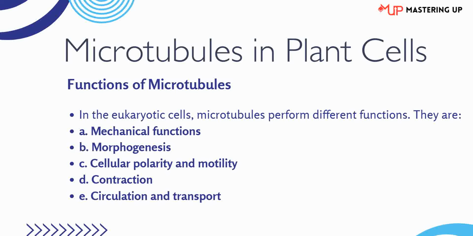The next function is circulation and transport. For the transportation of macromolecules, granules, and vesicles within cells, microtubules get involved. For example, the cytoplasmic particles migrate in and out in the pseudopodia of Actinosphaerium, which is a protozoan. In this long and thin pseudopodia, there is a presence of microtubules of about 500 micrometers.